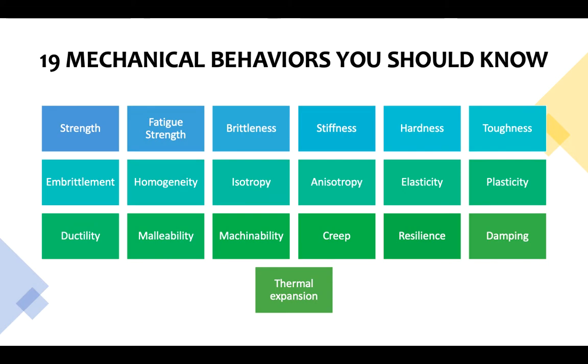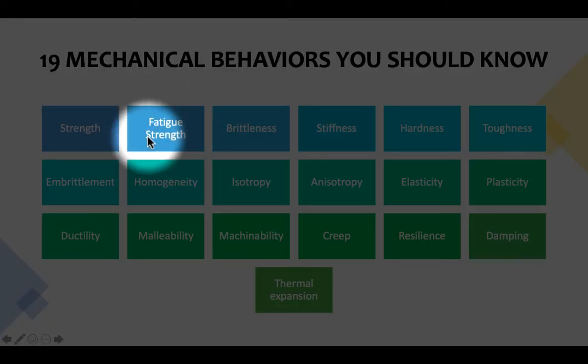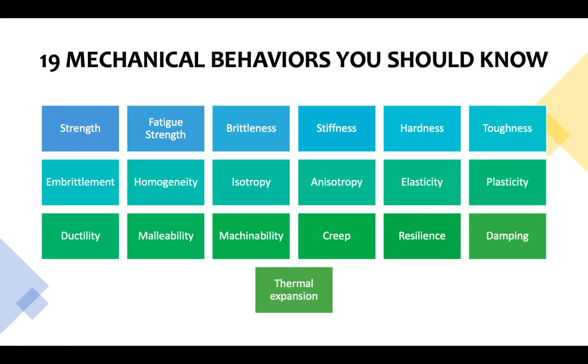The second one is fatigue strength. Fatigue strength is also known as the number of cycles a material can withstand under fluctuating stress, like cyclic loading, upon reaching failure. Fatigue refers to the failure of a material under cyclic loading prior to reaching its ultimate limit.